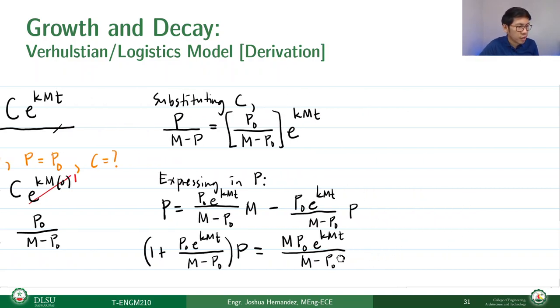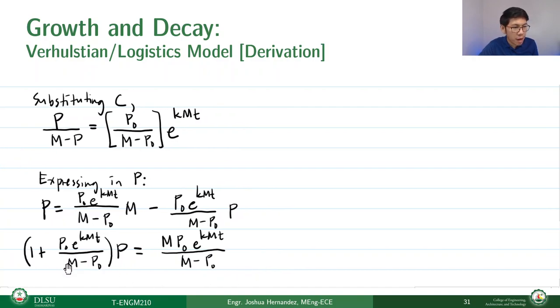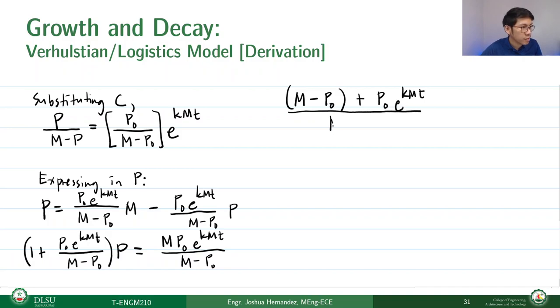So, expanding this further, the denominator here: M minus P divided by 1 times 1 will give me M minus P naught plus P naught e raised to KMT over M minus P naught equals, what we have left here, M P naught e raised to KMT.